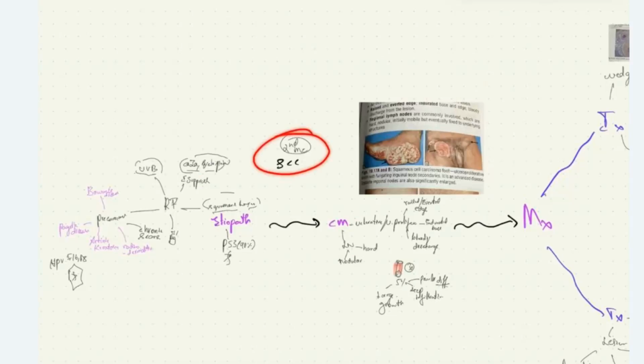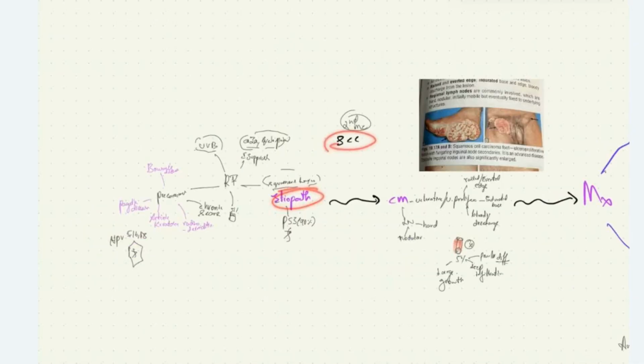Squamous cell carcinoma, which is the second most common carcinoma of skin. What is the etiopathophysiology of squamous cell carcinoma? Squamous cell carcinoma is the carcinoma which is arising from the squamous layer of the skin. The risk factors are exposure to UV light.